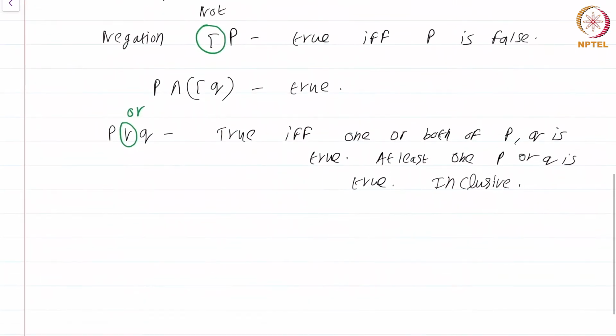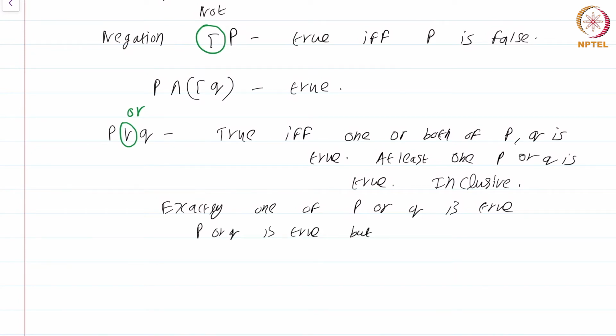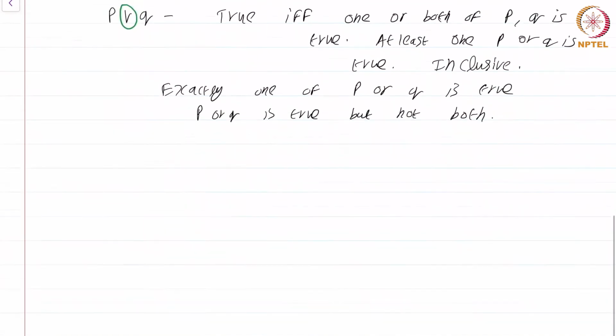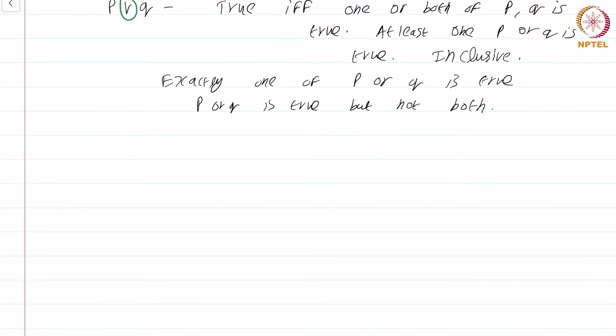If we want to use exclusive OR, we will say exactly one of P or Q is true. We'll say P or Q is true but not both. So we will be explicit when we want to suggest that we are using the exclusive OR. Okay. Now comes the complicated and the most important thing, implications.